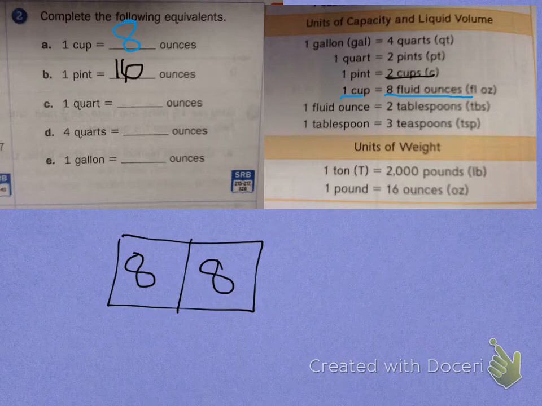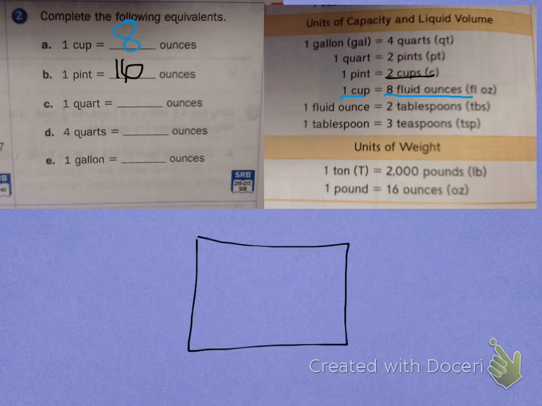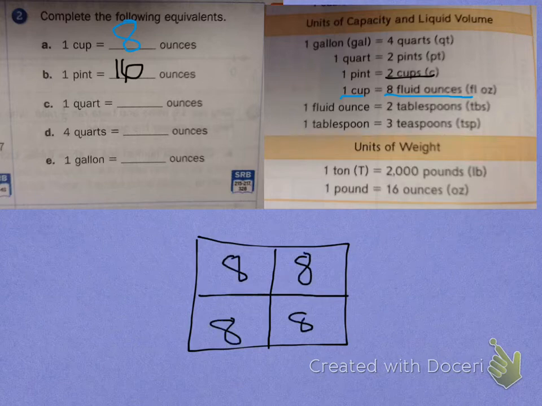Now we want to know how many ounces are in 1 quart. So again, we have 1 quart equals 2 pints. So here's your quart. There would be 2 pints. In each pint, there's 2 cups. And in each cup, there's 8 fluid ounces. So 8 plus 8 plus 8 plus 8 is 32.